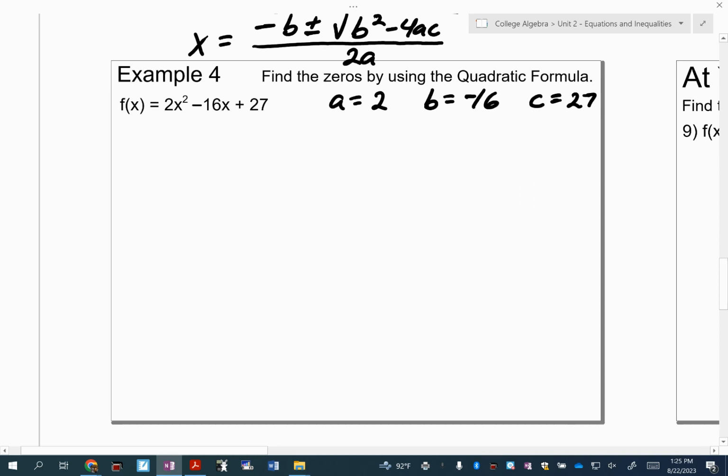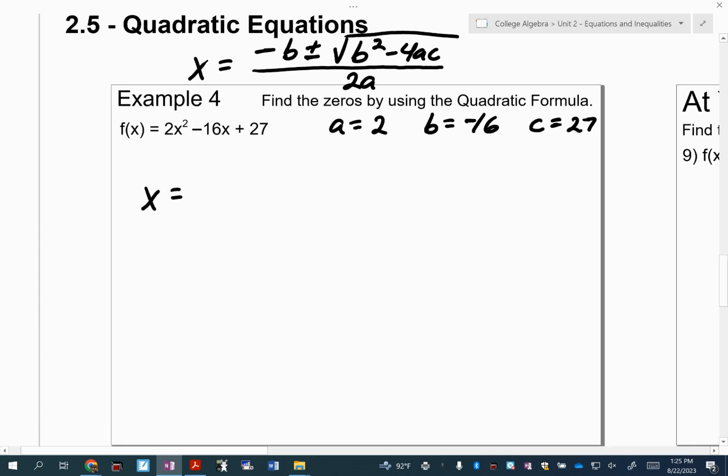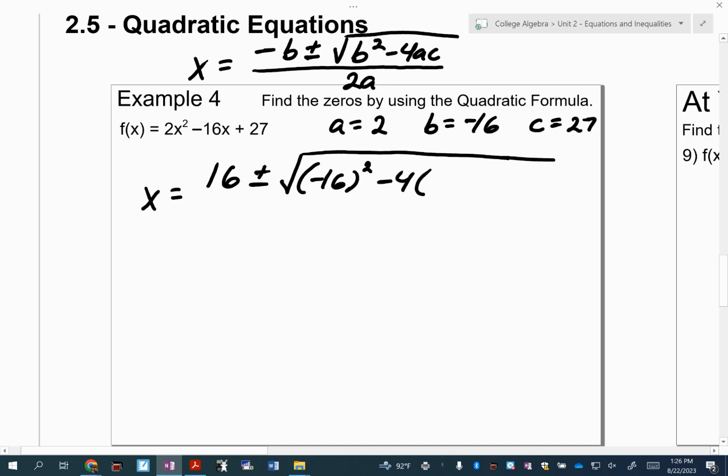And I try completing the square, but if I try to factor out the 2 that's in front of x squared, I have 27 halves, which is not a problem, right? No problem with fractions. But most students won't do it when they see those fractions. So let's go ahead and plug into the quadratic formula. The opposite of -16 is actually 16, plus or minus -16 squared. So that's b squared minus 4 times a, which is 2, times c, which is 27, over 2 times 2, so 2a.